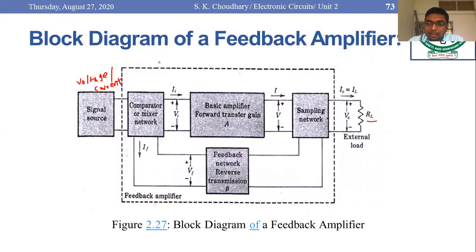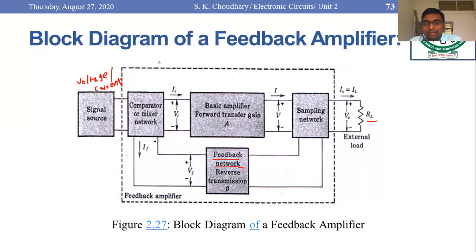But you can see here some amount of output signal has been sampled through this sampling network. We have taken some amount of output signal as a sample, and this sampled output signal is fed to one of the networks called the feedback network. This is the most important element of this feedback amplifier. So what we are actually doing here is that some amount of output signal is fed back toward the input network through this feedback network, which has the factor beta, the feedback factor.